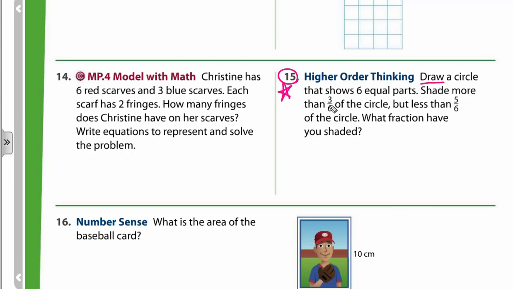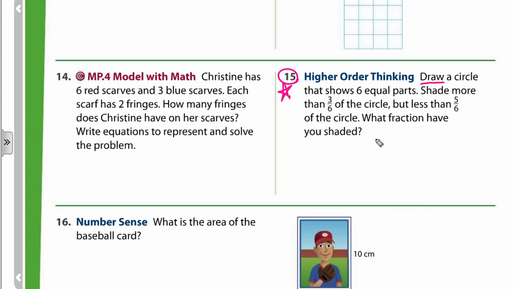Draw a circle that shows 6 equal parts. Shade more than 3 over 6 of the circle, but less than 5 over 6 of the circle. What fraction have you shaded? Okay, go ahead. Tell me what to do.